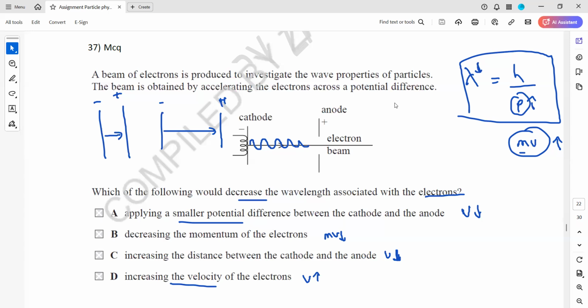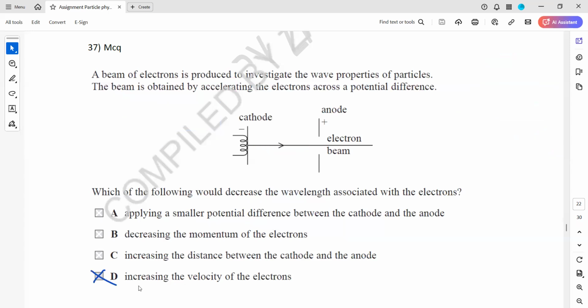And if the momentum increases, the wavelength associated with this electron will be shorter. Is it clear, this one? So what we should do is increase the velocity of this electron.